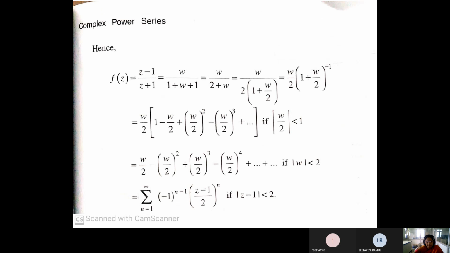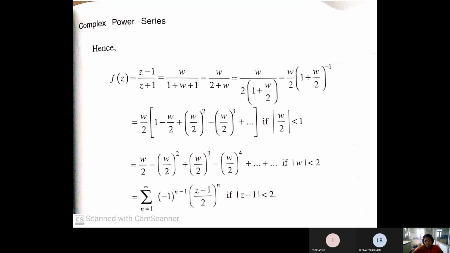Now f of z equals z minus 1 by z plus 1. Let z minus 1 be w. Then w by z is 1 plus w plus 1, that is w by 2 plus w. So we take w by 2 common out, and we have 1 plus w by 2. To get 1 in the bracket, we take 2 common out. Now w by 2 into 1 plus w by 2 whole power minus 1. So f of z is w by 2 into 1 plus w by 2 whole power minus 1.